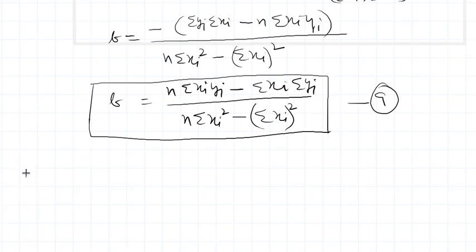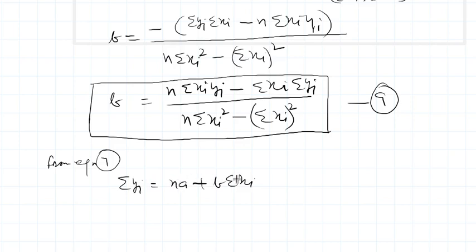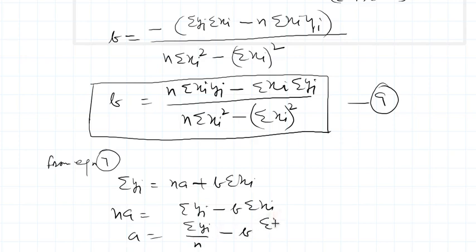So now from equation 7, we can write down that summation yi is equal to na plus b summation xi. So from here I can calculate this a. So na is equal to summation yi minus b summation xi. So summation yi by n minus b summation xi over n. So this is the relationship for a, that can be calculated in terms of b.